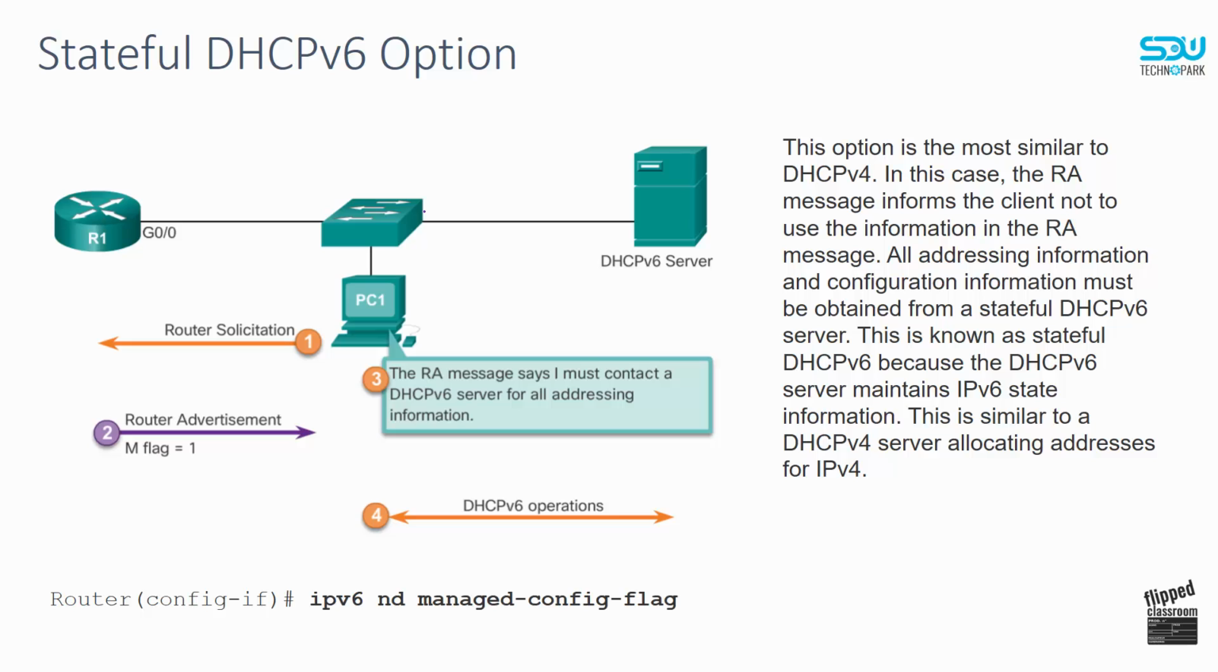And the last one, stateful, is the same as what you are using in IP version 4 DHCP. So your client will make a request to the router. The router will say, okay, I will not help you, go and take information from the DHCP server. And your computer will contact the DHCP server, and everything will be taken from the DHCP server. To make this configuration on the router, you have to type ipv6 nd managed-config-flag, which will generate flag M, which will be equal to 1.